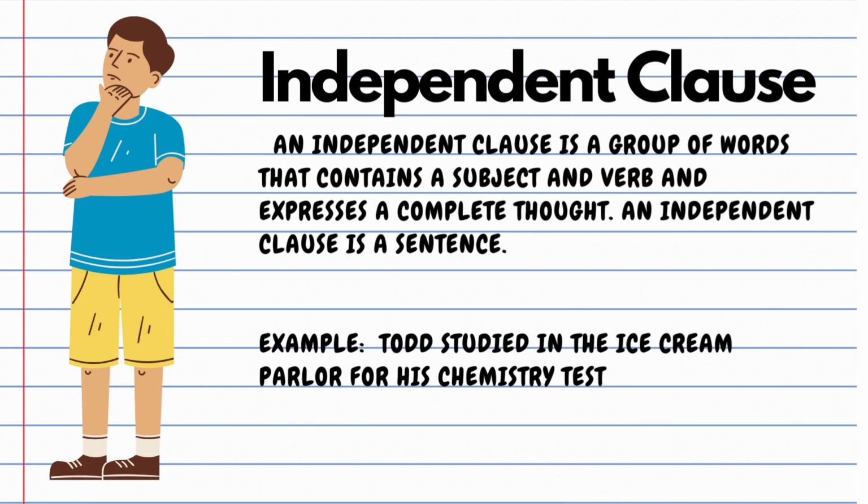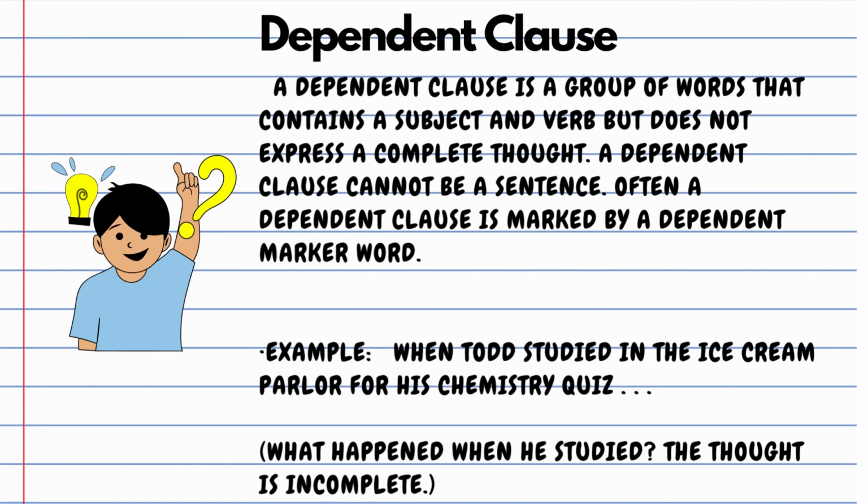So let's take a look at dependent clauses. A dependent clause is a group of words that contains a subject and verb but does not express a complete thought. A dependent clause cannot be a sentence. Often a dependent clause is marked by a dependent marker word. Example, when Ted studied in the ice cream parlor for his chemistry quiz, what happened when he studied? The thought is incomplete. So that's a dependent clause. You got to slap a comma there and finish the thought. All right, so we got subject, verb, independent, dependent clause.